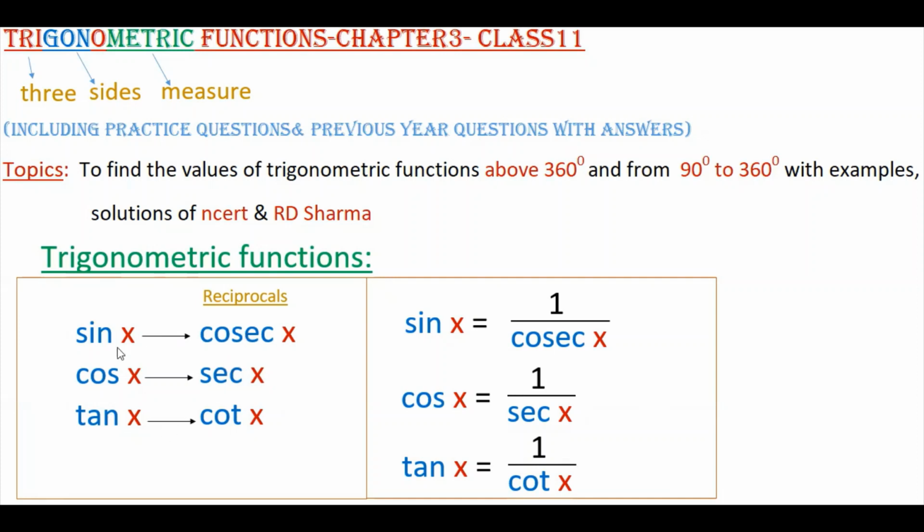Out of these, cosecant x is reciprocal for sin x and secant x is reciprocal for cos x and cot x is reciprocal for tan x. So sin x is equal to 1 by cosecant x and cos x is equal to 1 by secant x and tan x is equal to 1 by cot x.